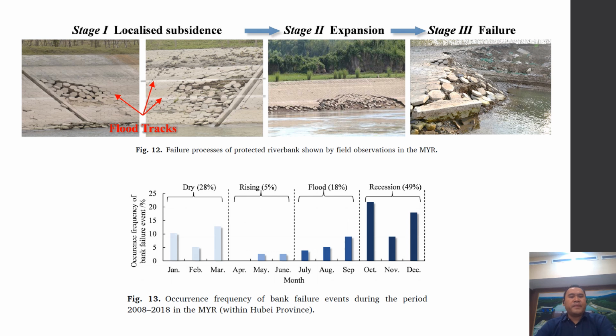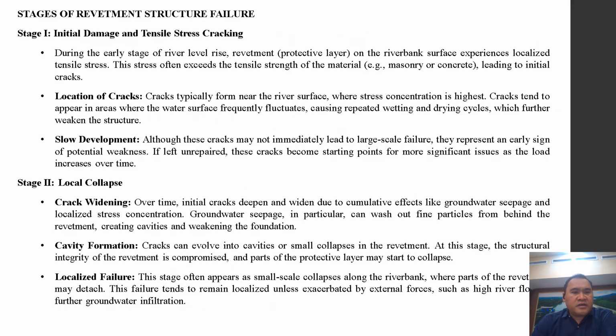differential settlement. So you can see in the picture here that stage 1 is localized subsidence, then stage 2 is expansion, and then stage 3 is failure of the structure. We also see in the graphic that across the dry season, rising flood and recession, 49% of the failures during the flood happened in the Yangtze River, the middle of the Yangtze River. Okay, so the next slide is stages of revetment structure failure.